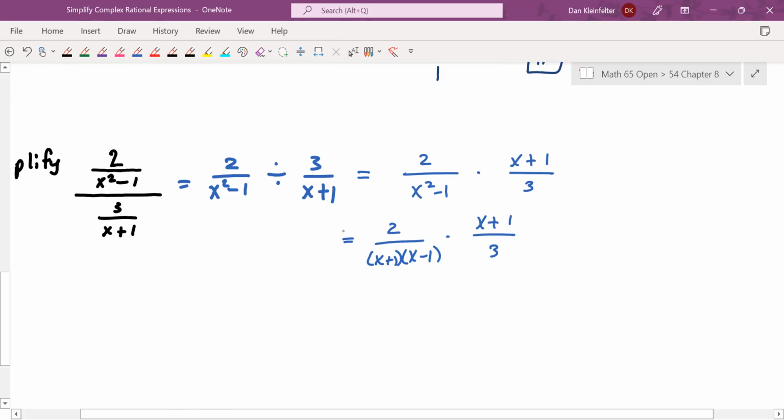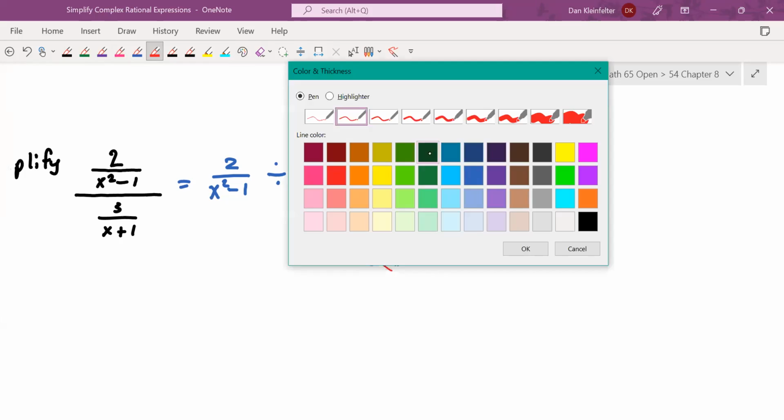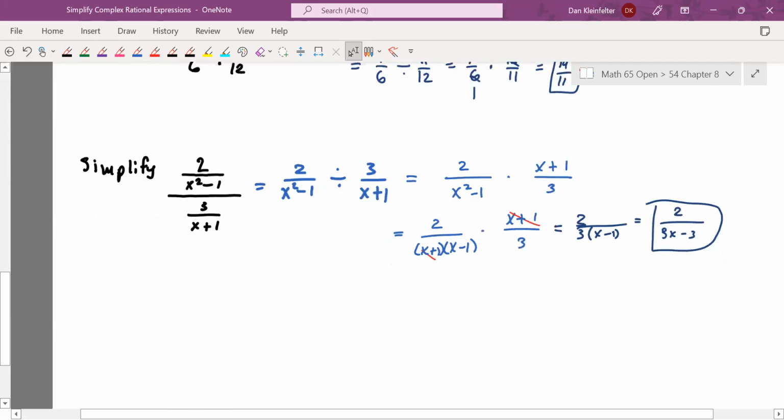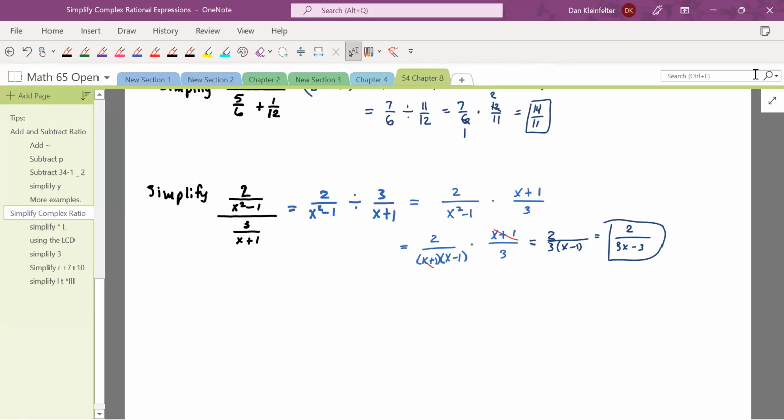Okay, so now the factor of x plus 1 is going to go away, and that will leave us with 2/3, or 2 over 3x minus 1. I guess that would look nicer like this, 2 over 3x minus 3. Okay. So let's try more examples.